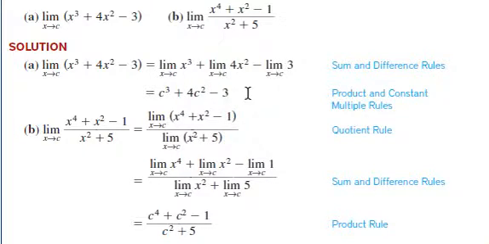will be negative 3. Part B, it says the limit of x to the power of 4 plus x squared minus 1, divided by x squared plus 5, when x approaches c. So we can write it like that, and we can separate them by the properties of limits and just substitute the number. So it will be c to the power of 4 plus c squared minus 1, divided by c squared plus 5.